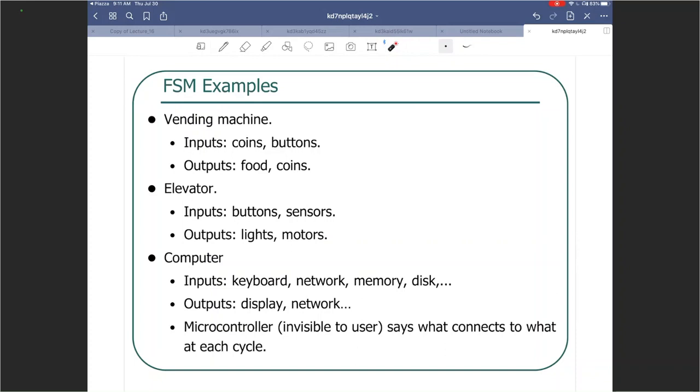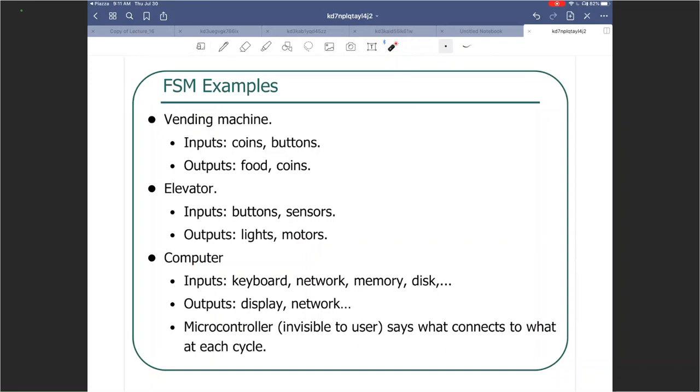For an elevator finite state machine, the inputs could be buttons that you press inside or outside the elevator, and the sensors that are keeping track of where the elevator is. The outputs could be lights that go on and off depending on the motion of the elevator, and motors that actually control the movement of the elevator.